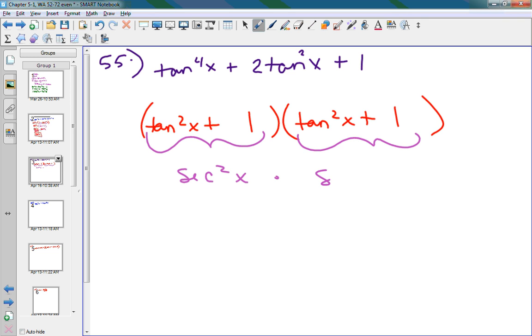These two terms become secant squared of x. And they're attached by multiplication. So what is secant squared times secant squared? Secant to the 4th of x. Done. You're going to look to see what is the most of it. And this tangent squared. So the only one that has tangent squared is going to be the middle one.